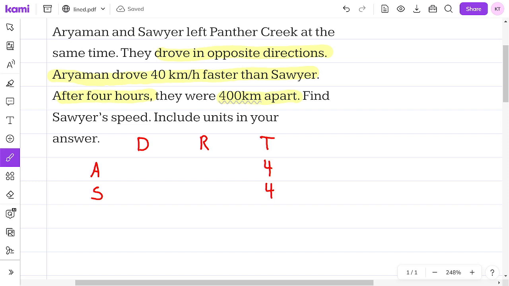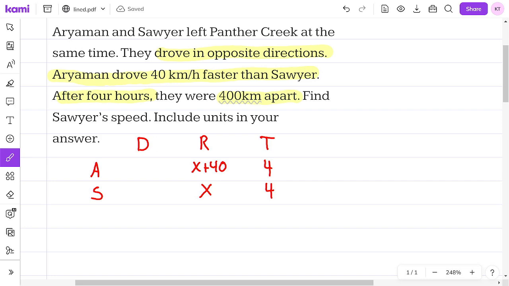So we know that Ahriman drove 40 kilometers per hour faster than Sawyer. And so if he drove 40 kilometers per hour faster than Sawyer, we have to reference this to Sawyer. The way I like to think about this always is, who do we know the least about? And we know the least about Sawyer. So Sawyer's speed, or our rate, is going to be x, whereas Ahriman's speed is going to be x plus 40 because it's going to be 40 kilometers per hour faster.